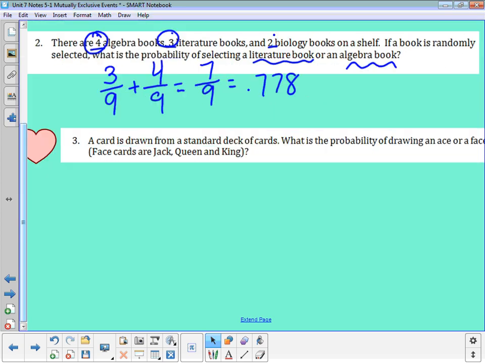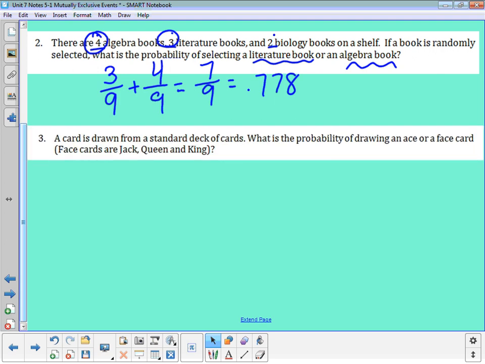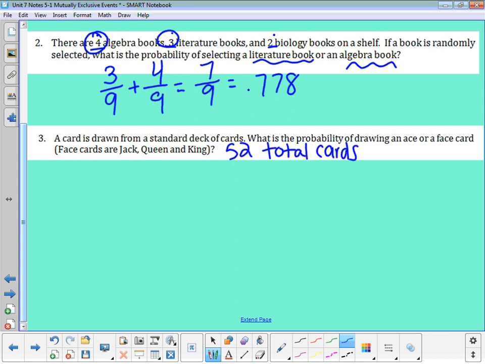For number 3, a card is drawn from a standard deck of cards. What's the probability of drawing an ace or a face card? You need to ask yourself, could something be an ace and a face card? And the answer is no. An ace doesn't have a face on it. So it can't be both. First of all, we know that there are 52 total cards in a deck. Out of the 52, there are going to be 4 aces: the ace of clubs, the ace of diamonds, the ace of spades, and the ace of hearts. So there are 4 of them.